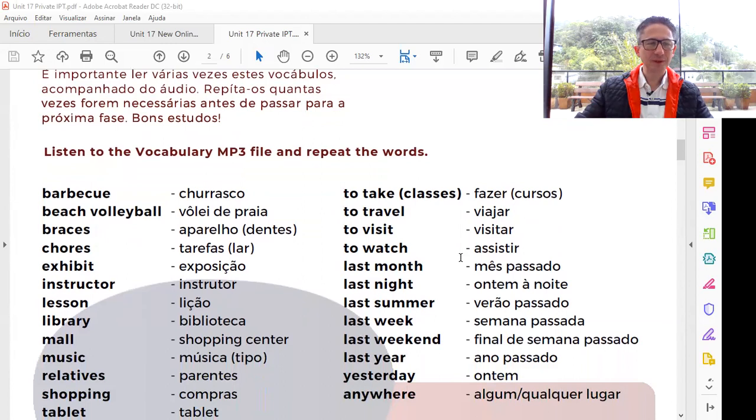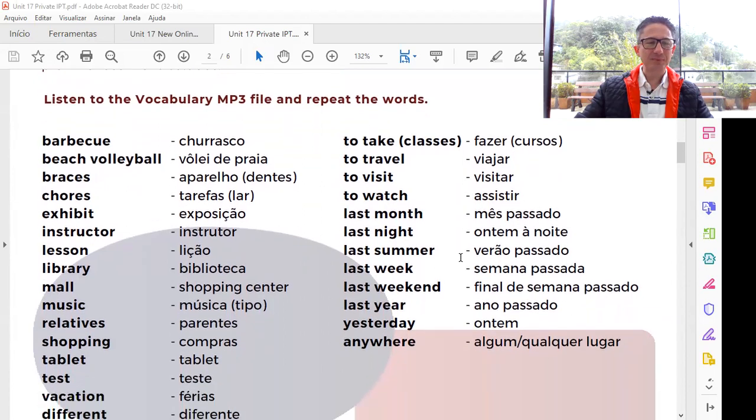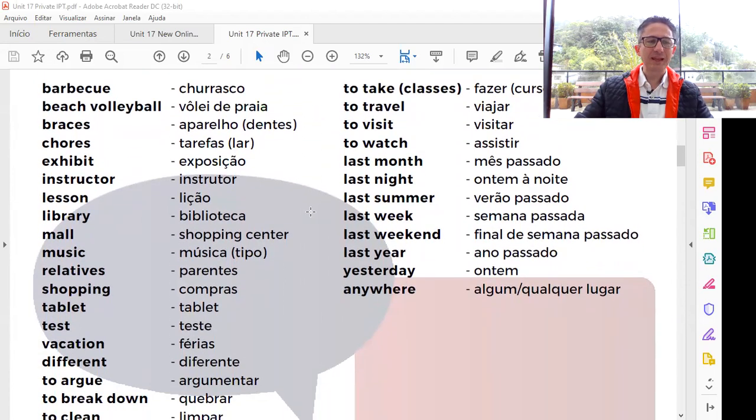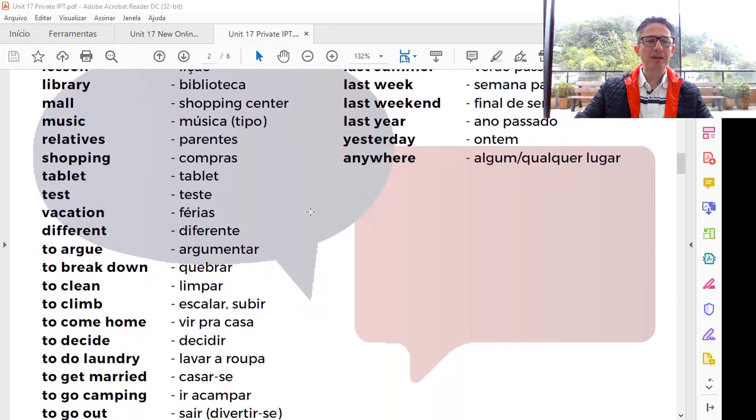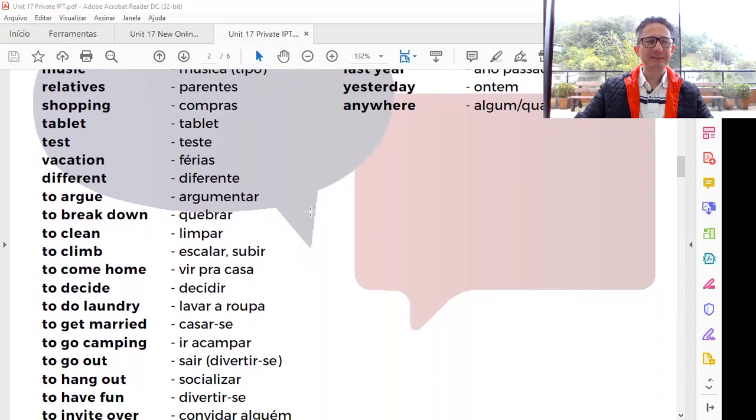Barbecue, beach volleyball, braces, chores, exhibit, instructor, lesson, library, mall, music, relatives, shopping, tablet, test, vacation. I love that word, vacation.